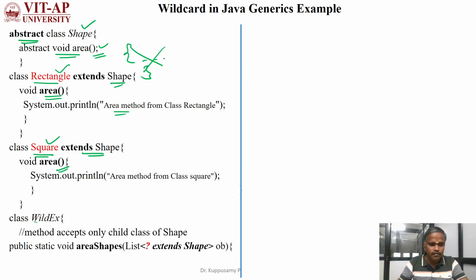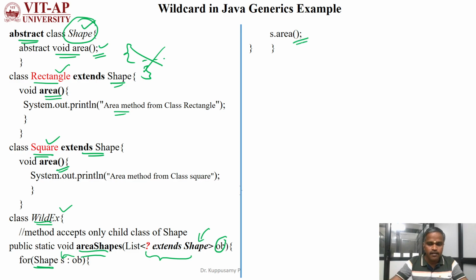Now I am defining the class wildx here, which has the method area shapes. Then this is the representation for the upper bound: question mark extends shape. Here you see it is receiving the values through the ob. Then ob is passed to the variable s, which belongs to the class shape, defined here. Then area is the method, an abstract method, which is defined here.